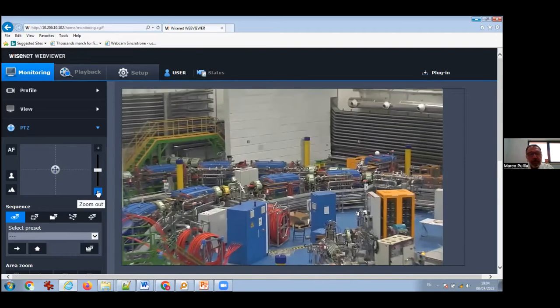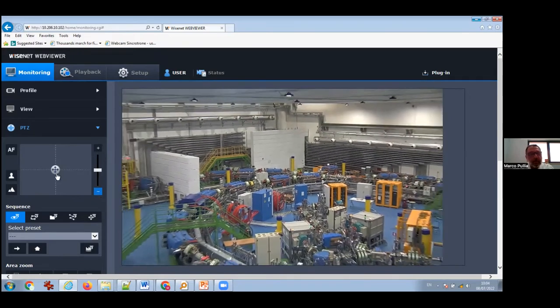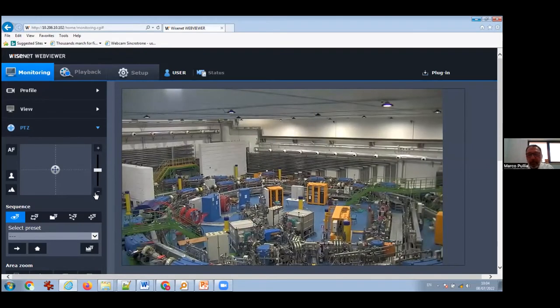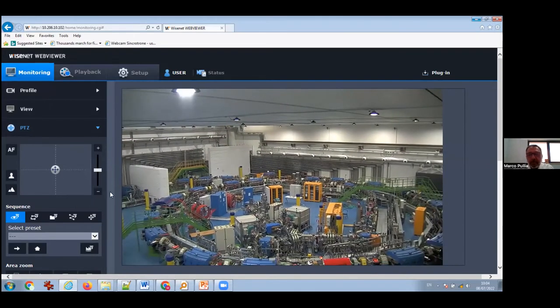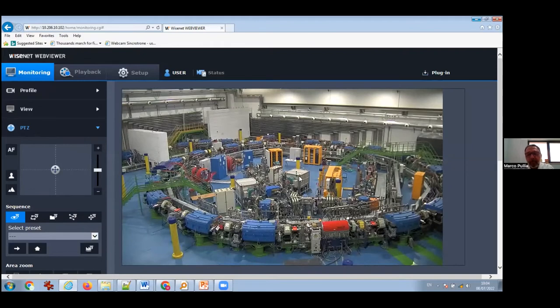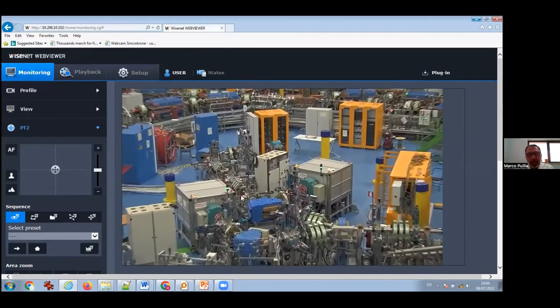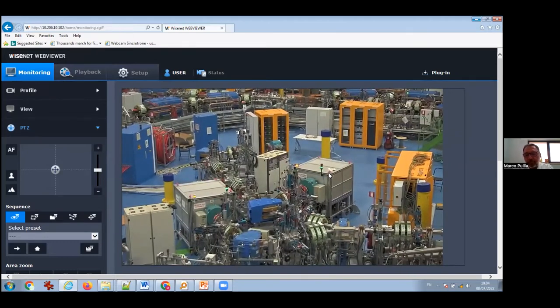And then, of course, we have the main ring here of our complex. Here you have these 2 boxes in the middle, 1 and 2, which are our 2 ion sources, one for carbon and one for protons.